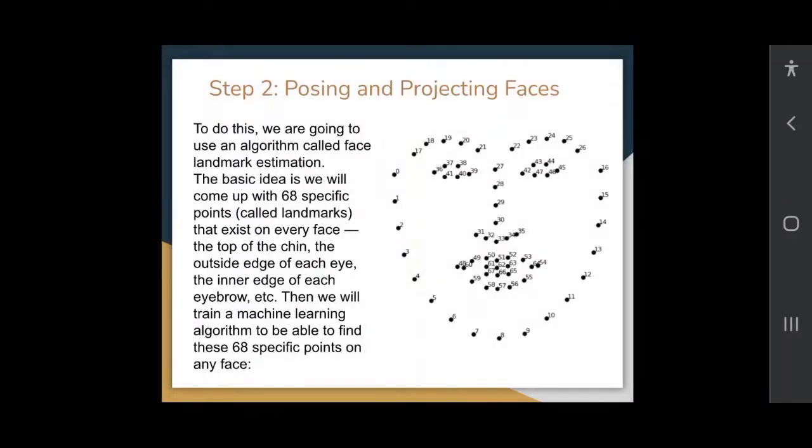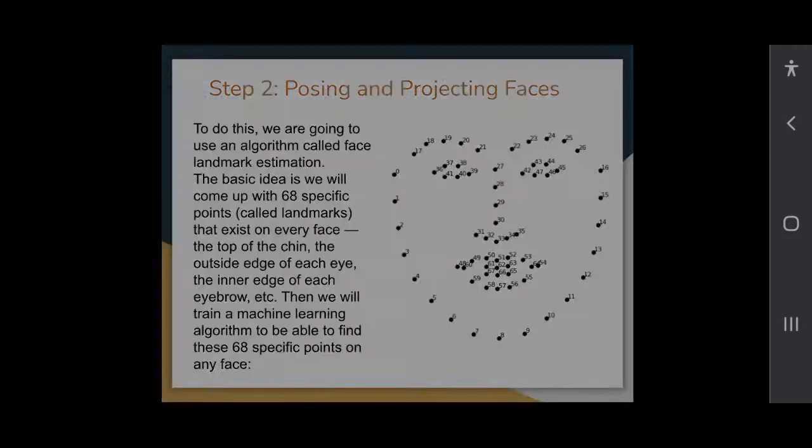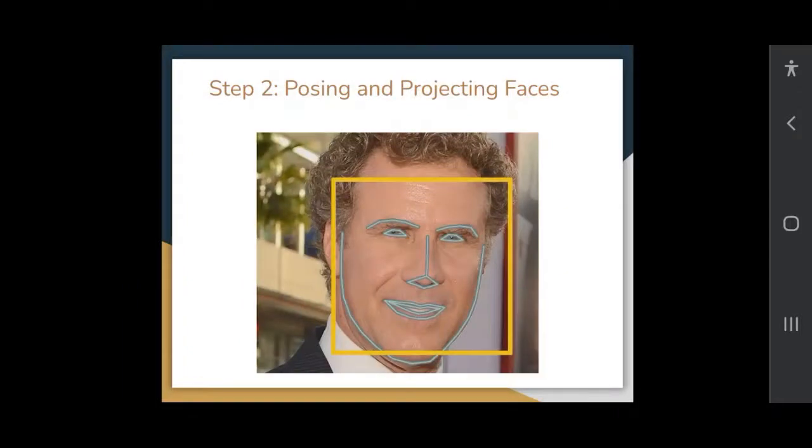To do this, we are going to use an algorithm called face landmark estimation. The basic idea is we will come up with 68 specific points called landmarks that exist on every face: the top of the chin, the outside edge of each eye, the inner edge of each eyebrow, etc. Then we will train a machine learning algorithm to be able to find these 68 specific points on any face. And after this training, here is the end result.